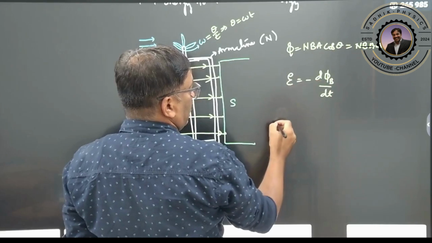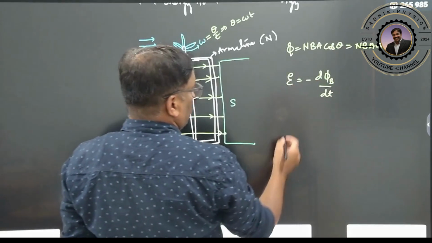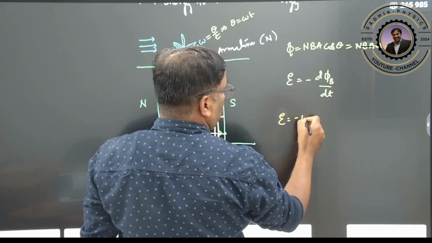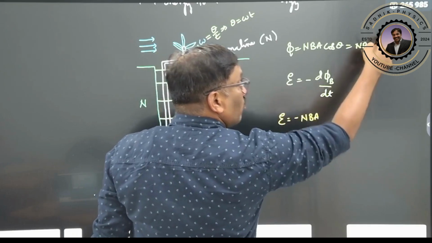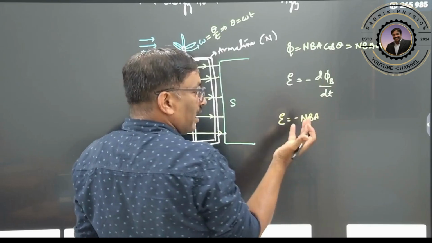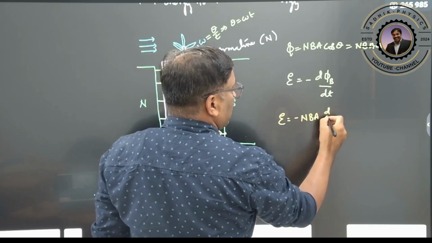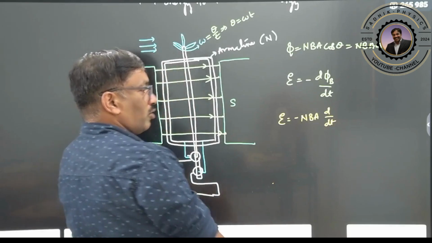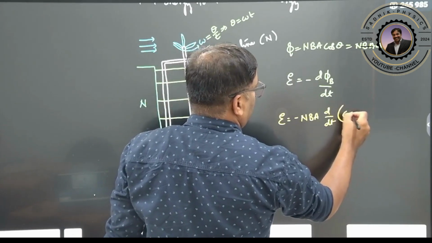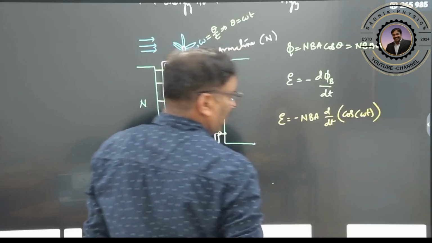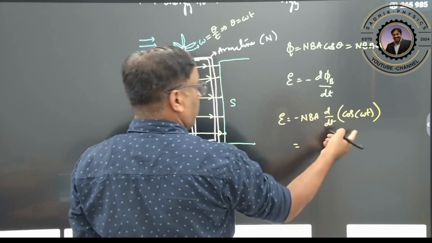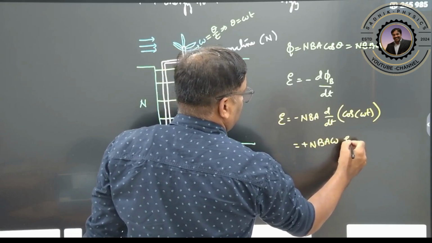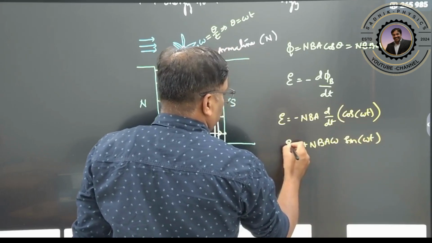So you try to differentiate it. What is going to happen when you differentiate it? So E is equal to minus, NBA is constant. We are changing only the angle here, therefore the area vector we are changing. We will study this flux in detail later in EMI, electromagnetic induction. So cos of omega t: differentiation of cos gives a minus sign, minus of minus is plus, so NBA into omega into sine of omega t. This is your EMF.